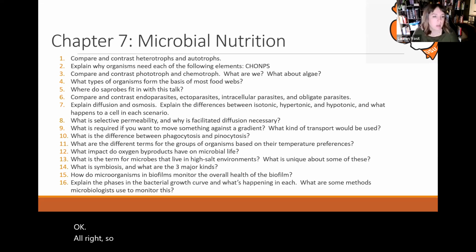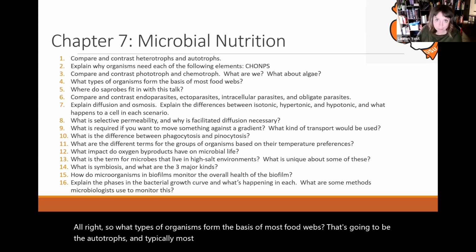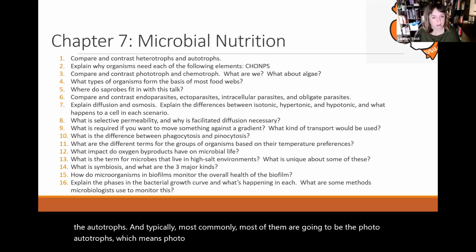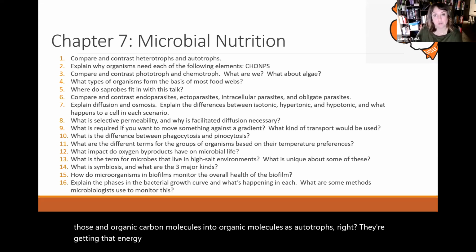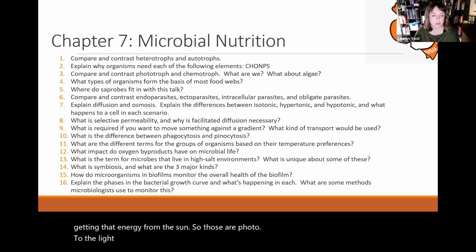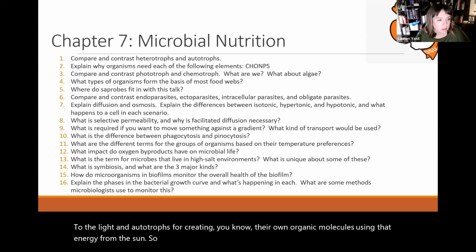All right, so what types of organisms form the basis of most food webs? That's going to be the autotrophs. And typically, most of them are going to be the photoautotrophs, which means they're getting the energy that they need to fix those inorganic carbon molecules into organic molecules from the sun. So those are photo for the light and autotrophs for creating their own organic molecules using that energy from the sun. So they are usually the basis.